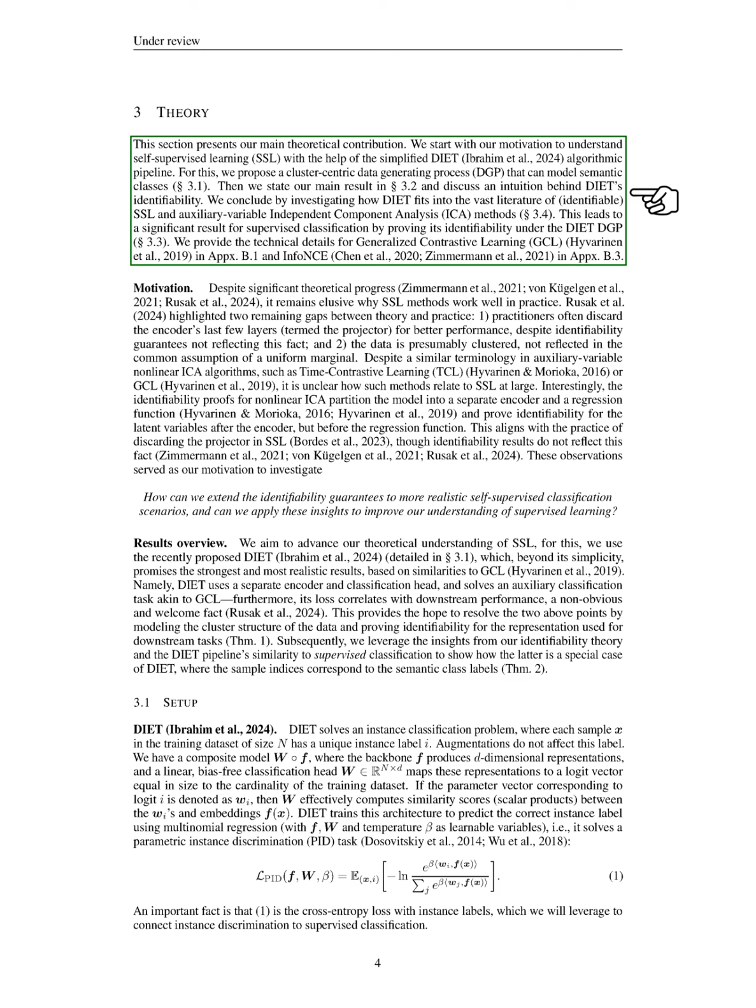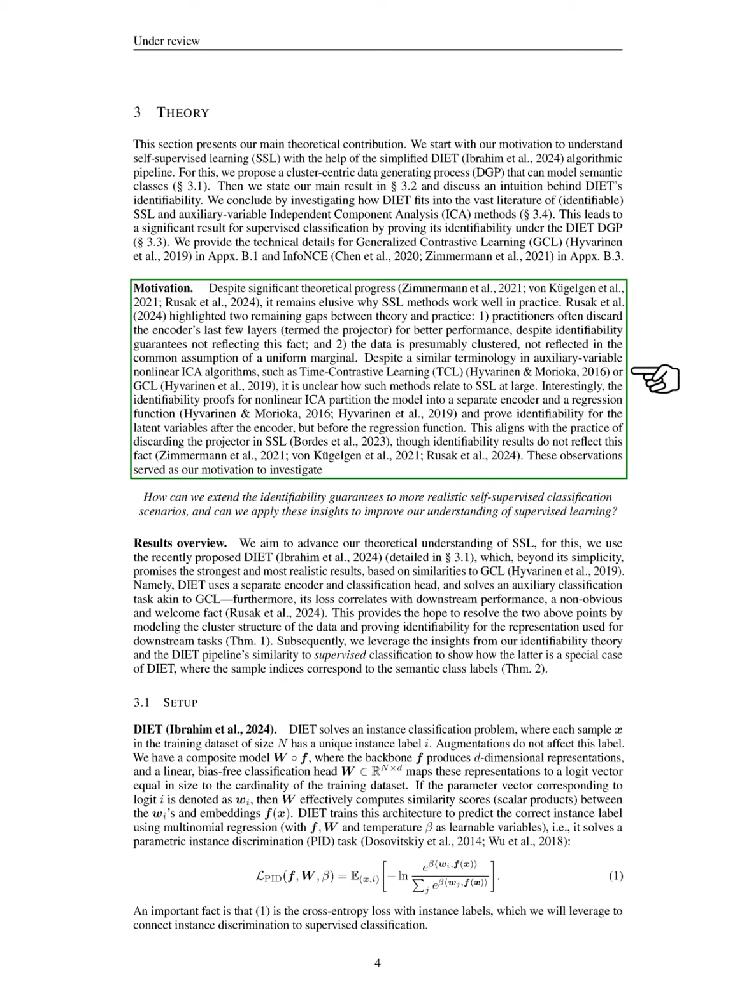We propose a cluster-centric deep generative process that models semantic classes. We present our main findings and discuss the intuition behind DIET's identifiability. We also examine how DIET fits into the broader literature on identifiable self-supervised learning and auxiliary variable ICA methods. This leads us to a significant result for supervised classification, demonstrating its identifiability under the DIET framework. Despite advancements in theory, we still struggle to understand why self-supervised learning methods perform well in practice.